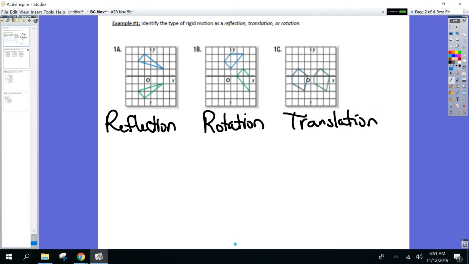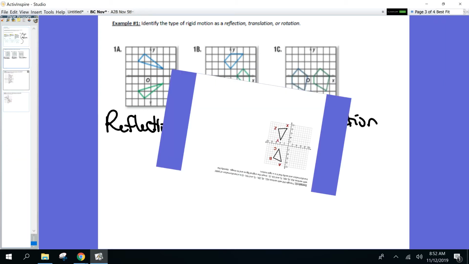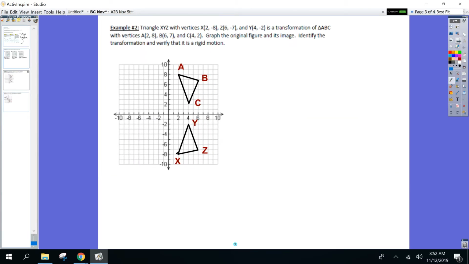Any issue? All right, so all I want to do now is on the graph. How can you prove to me that a rigid motion did happen, that one is congruent to the other? Go right ahead. I'll give you guys a minute or two here to graph triangle XYZ and ABC.